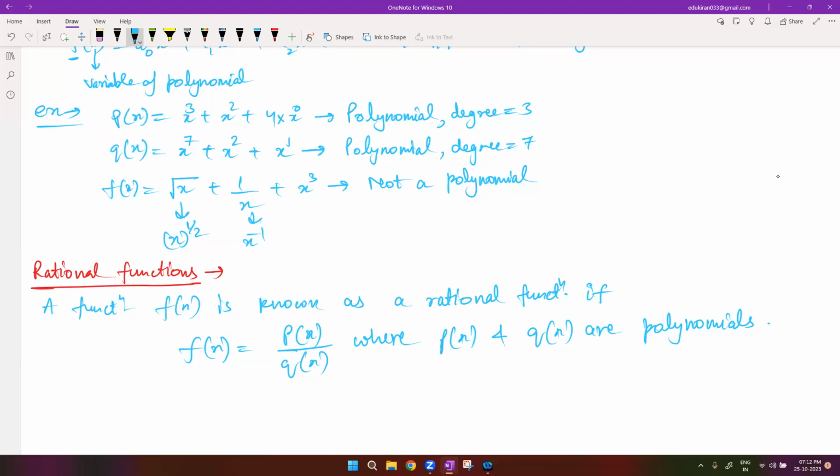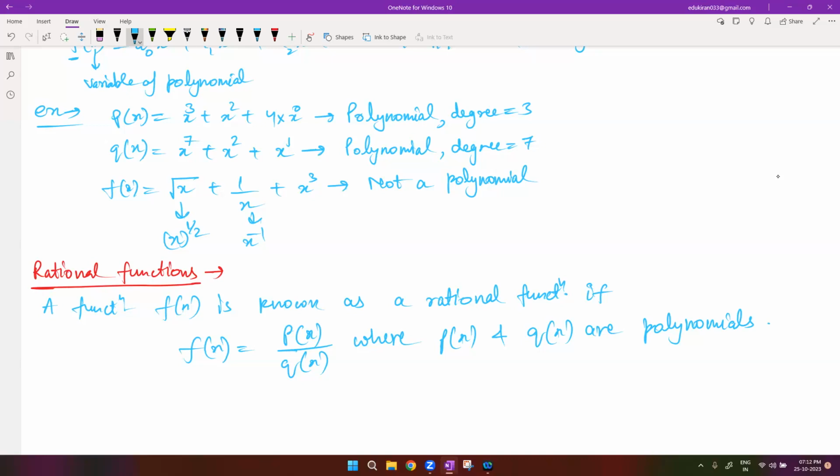Now, first understand this in layman terms. This is nothing fancy, very easy stuff. As we defined rational numbers, rational numbers were a ratio of whole numbers, those numbers which can be defined as p by q, where p and q were whole numbers, and q cannot take the value 0. Now, rational functions are defined similarly. If you take the ratio of two polynomials, then that ratio is known as a rational function.